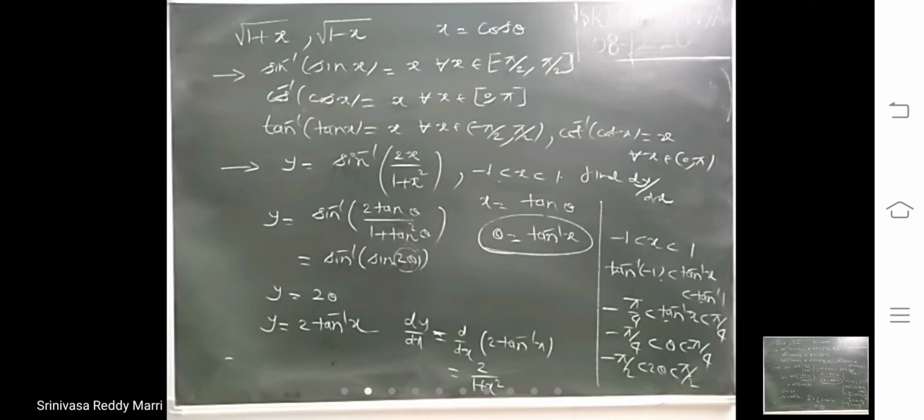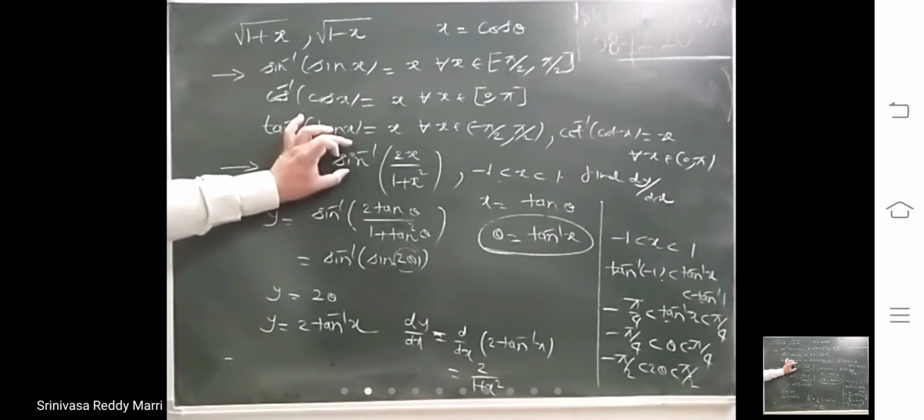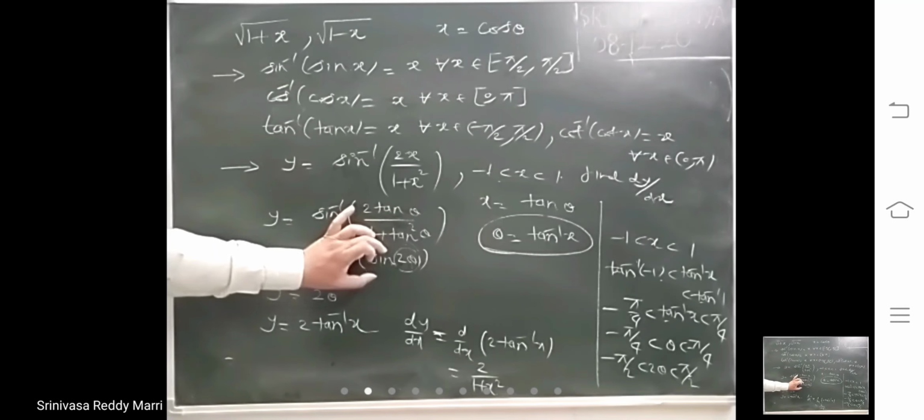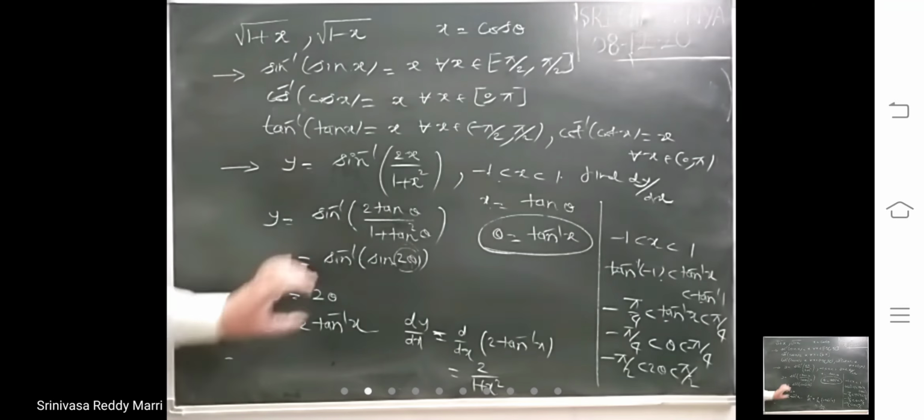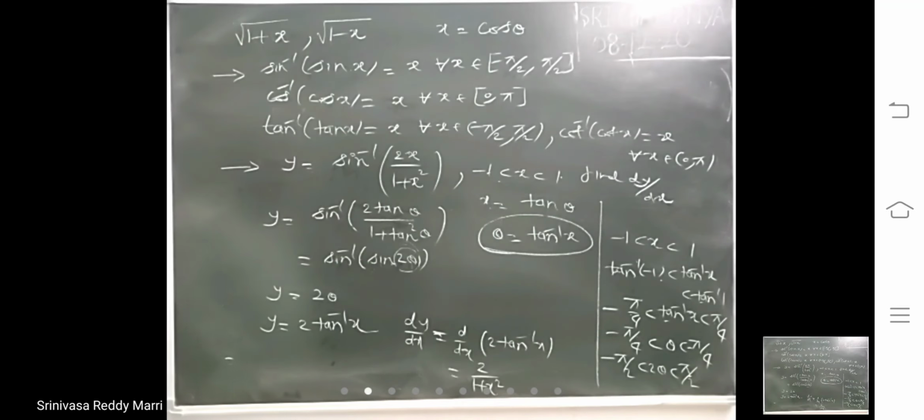We have already seen those in inverse trigonometric functions. For the time being, substitute such that if sine inverse is there, sine will come. Why have I substituted only tan theta? Because this will become sine 2 theta. If you substitute cos theta, it will remain the same. Okay, so this is like this.